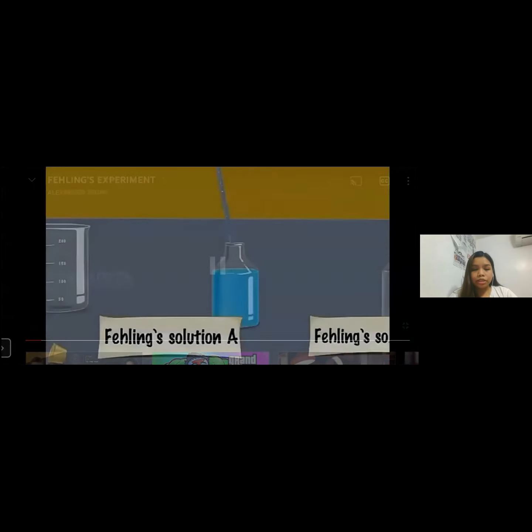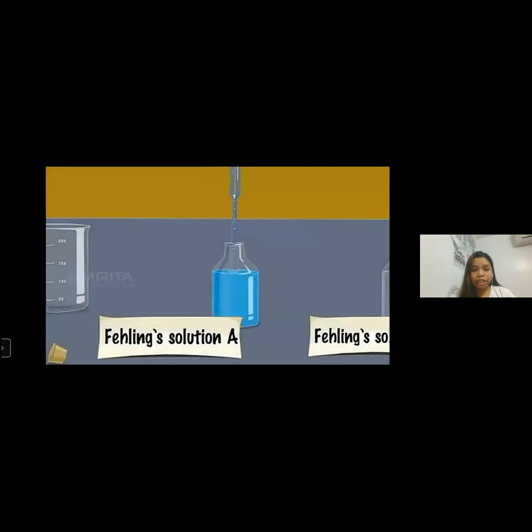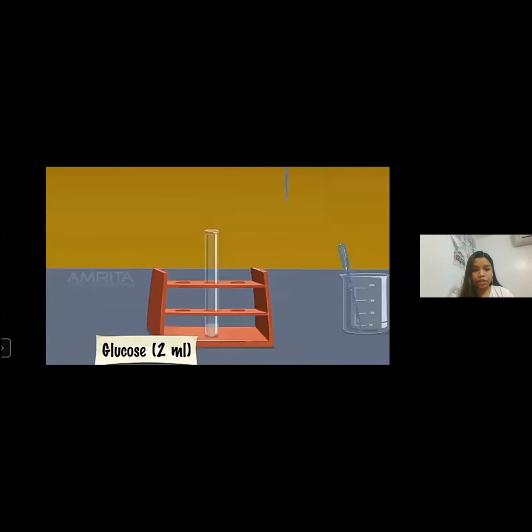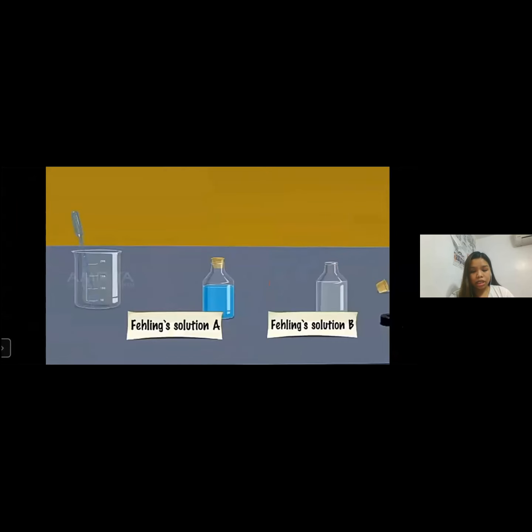So now let us proceed to our virtual lab. We will start with the glucose. As you can see here, you'll need to take 2 ml of Fehling solution A using a dropper. Then we are going to add it in our test tube where our 2 ml glucose is located. Right after that, we are going to add the Fehling solution B, same measurement as the Fehling solution A, 2 ml as well.